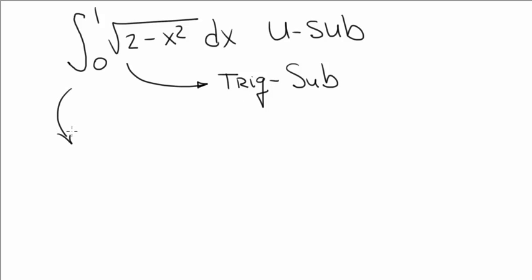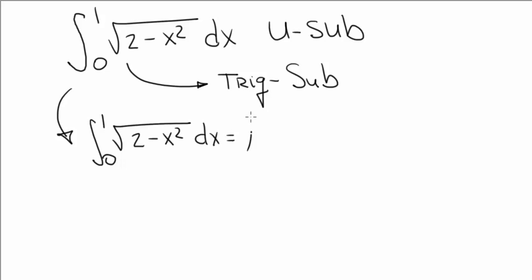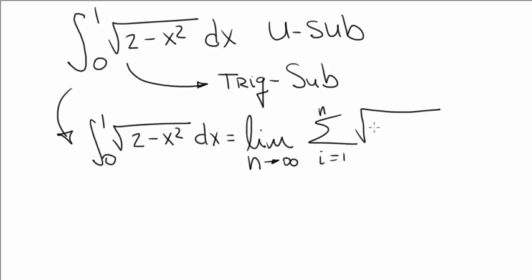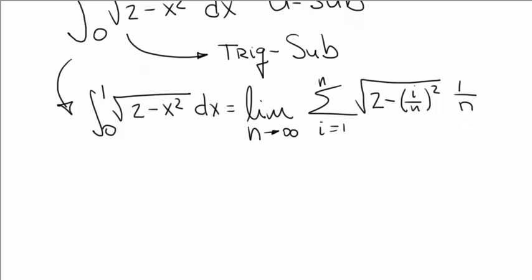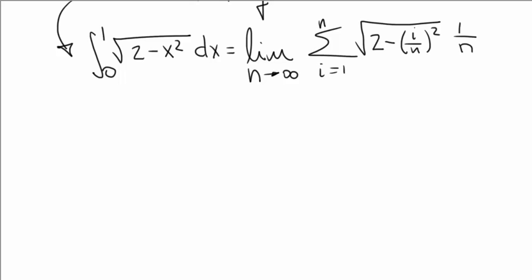Another alternative for us is to use the limit definition of the definite integral. Here's what it would look like. The integral from 0 to 1 of the square root of 2 minus x squared dx is equal to the limit as n approaches infinity of the sum from i equals 1 to n of the square root of 2 minus (i divided by n) squared, and then on the outside times 1 over n. This limit again is impossible to evaluate for us. So the only option we have learned that we can use so far is what I call the geometric option.